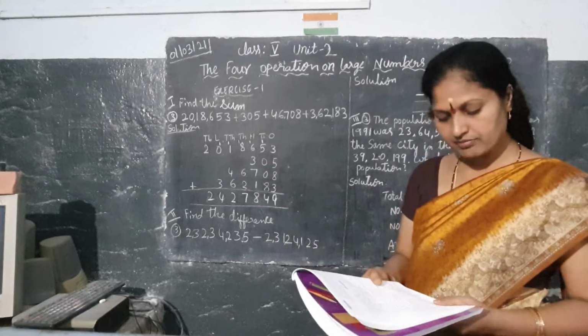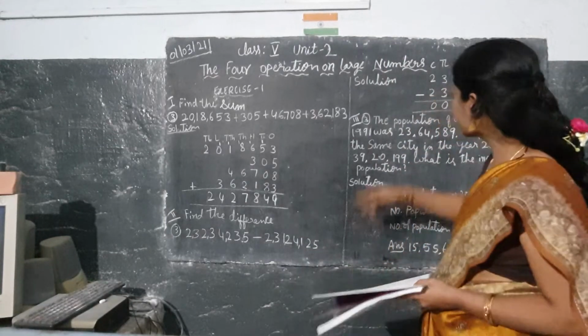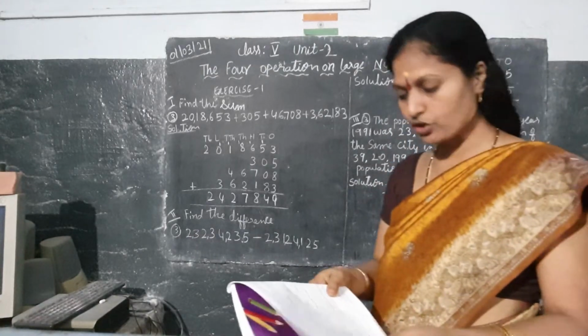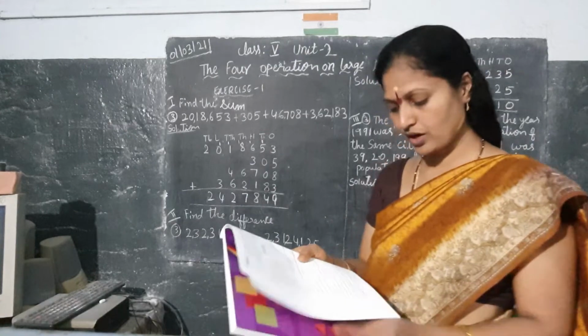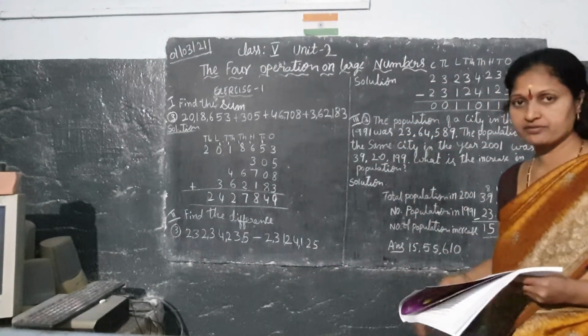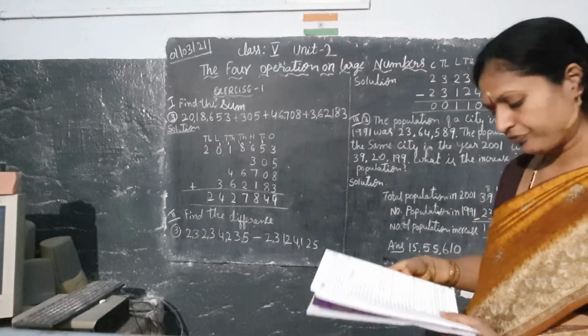And now the third sum, what is there? The population of the city, that I will explain for you, subtraction sums. And one more also, the fourth sum also is there, that also you have to do, children. Okay, this same method only, one I will explain for you. You have to practice the fourth one.